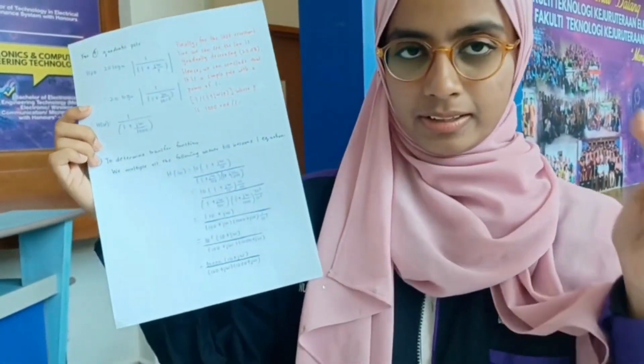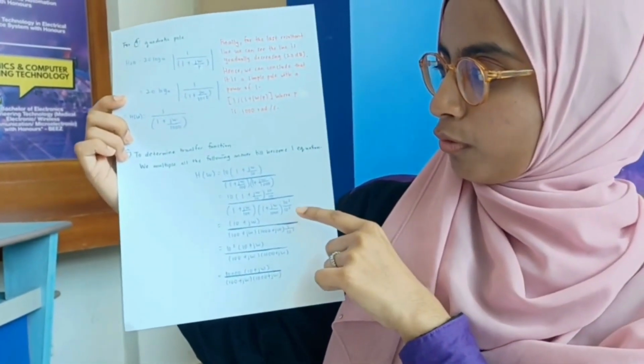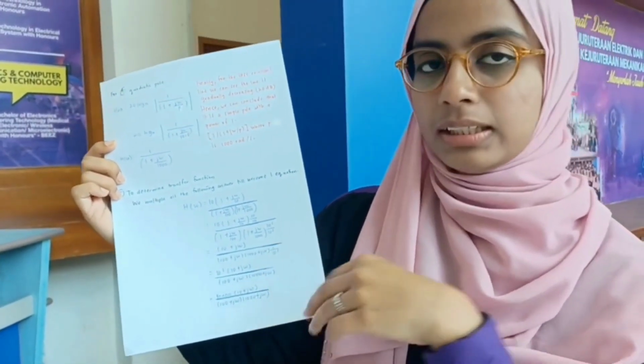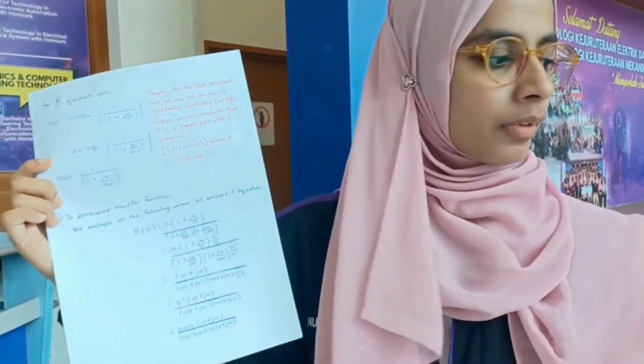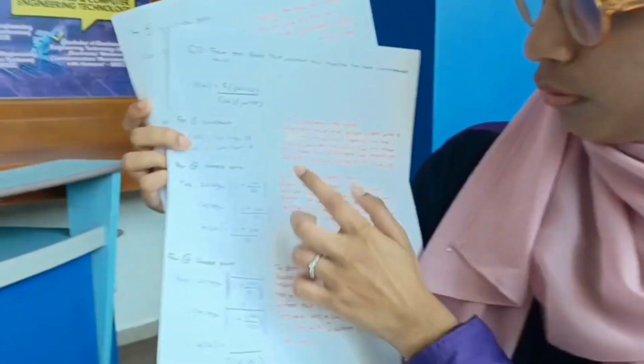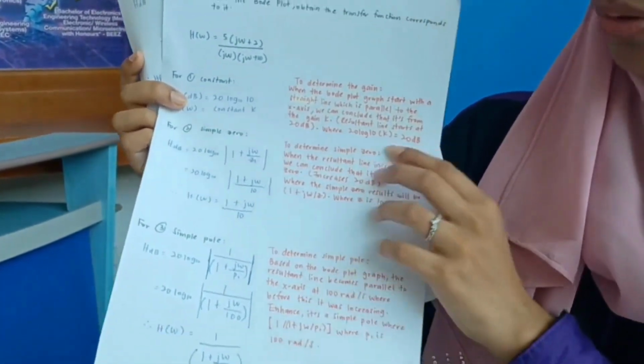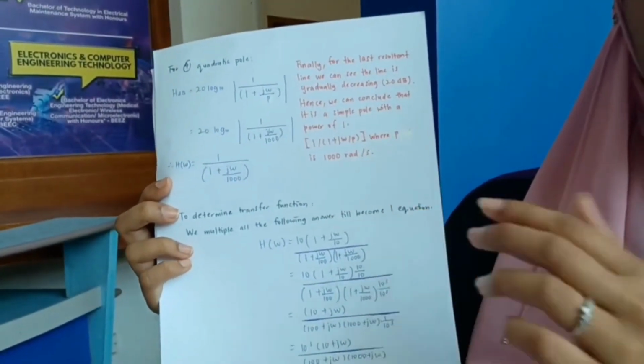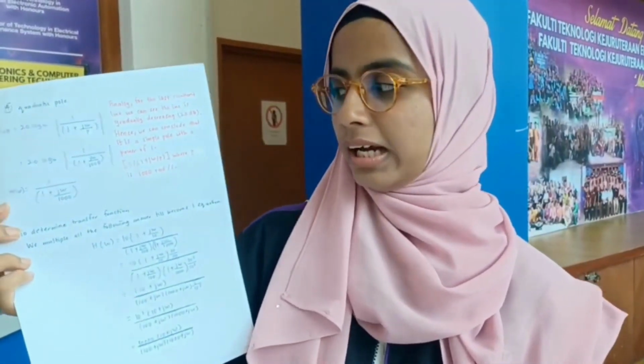The graph increasing for this transfer function equation, for every equation increased by 10. So you can see here for simple zero, simple pole, and quadratic pole, every equation increases by 10 radian per second. Okay. I hope you all understand the equation that I've explained. Thank you very much. Assalamualaikum.